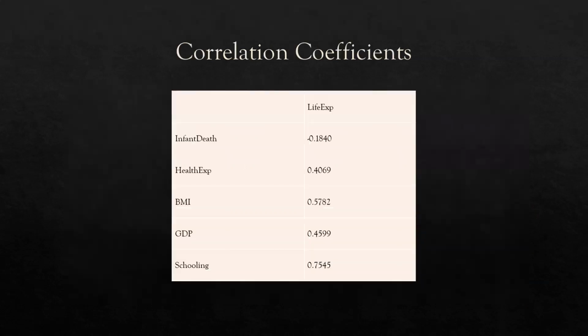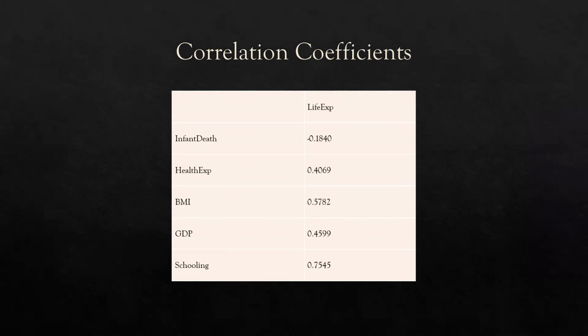The next slide goes over the correlation coefficients. The first correlation coefficient is between life expectancy and infant deaths. That correlation coefficient is negative 0.184. This just means that the correlation between infant deaths and life expectancy is a weak negative correlation.